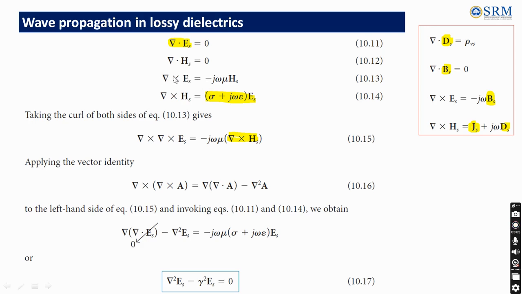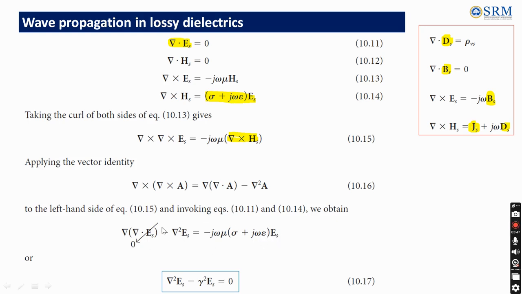We are going to take the third equation, that is Faraday's law, and take a curl on both sides. Del cross Es is equal to minus j omega mu, which is constant, so I am taking curl of the magnetic field intensity. If we apply the vector identity, that is curl of curl of a vector is gradient of divergence of the vector, del of del dot A, minus Laplacian of the same vector. If I apply this identity over here, del of del dot Es will come, minus del square Es will be there, and instead of del cross Hs, I'm going to apply the fourth equation, sigma plus j omega epsilon Es.